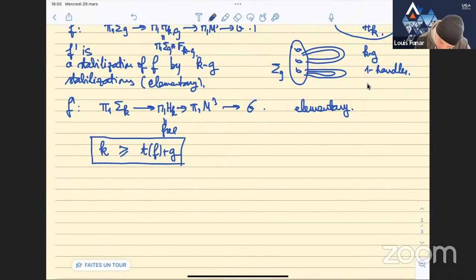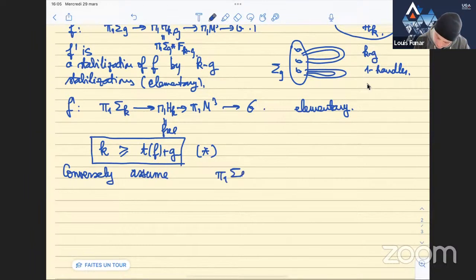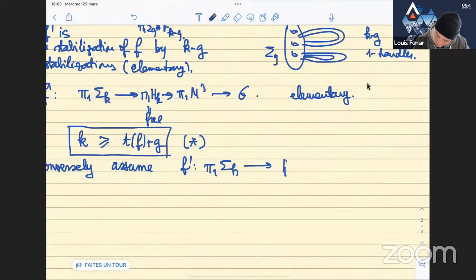So conversely, assume we have a map, let's say pi 1 of sigma H now, which is going into, again, let's call it F prime, pi 1 of sigma J is going to some free group, and then into G, and that this is a stabilization of F.